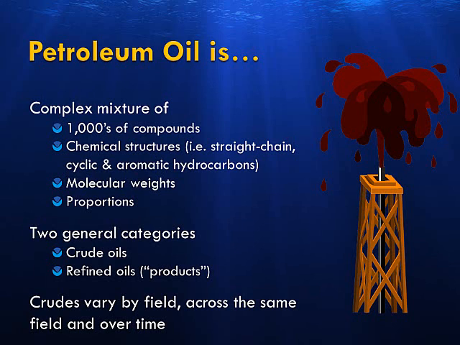You have two general categories of oil: crude oils, which are taken out of the ground, and then refined oils, or refined products, which are what come out of refineries. Crude oil comes in one end and refined products come out the other. And I'll talk about that briefly.